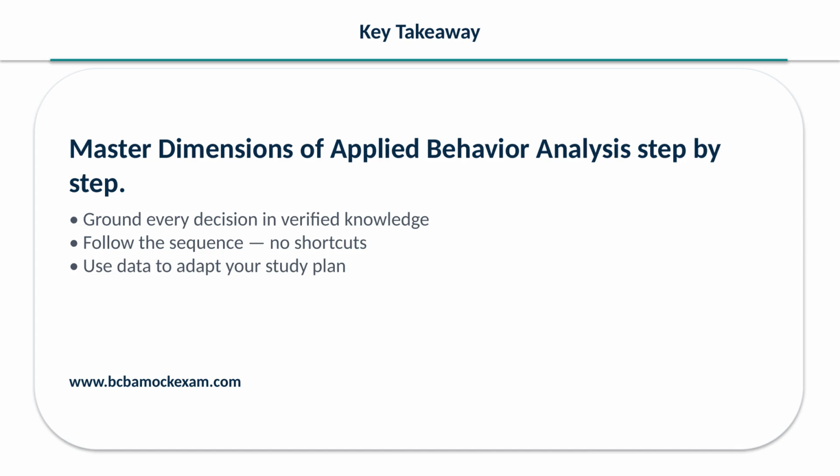As we close this module, remember that the 7 dimensions of applied behavior analysis, applied, behavioral, analytic, technological, conceptually systematic, effective, and generality, are not just a list to memorize for the exam, they are the framework that ensures our interventions are meaningful, measurable, and lasting. You've seen how applied research targets socially significant behaviors, while basic research builds the scientific foundation, and how the 4 branches of behavior analysis flow from philosophy to practical application.